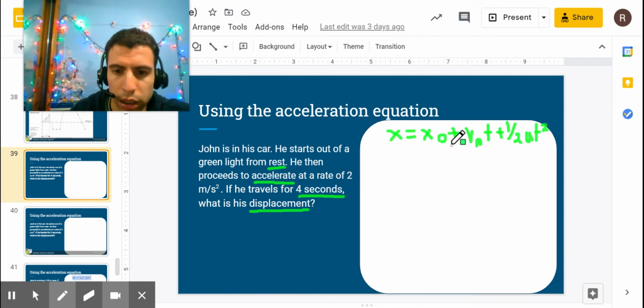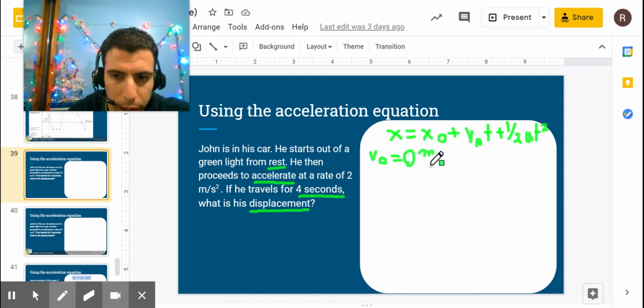Now that I have this, I can figure out a few values. Number one, I know that I'm starting from rest. In other words, my v naught is 0, because I start from rest, I'm not moving. So my v naught is 0 meters per second. I want to find my displacement, and for all intents and purposes we can say this is delta x, but I want my total displacement. I'm going to make the assumption that my x naught is 0, because I just want to see how far I've moved.